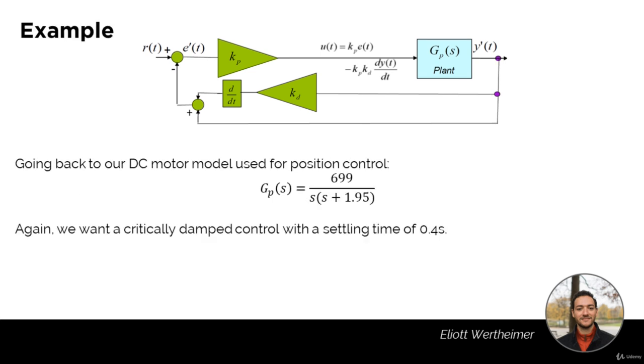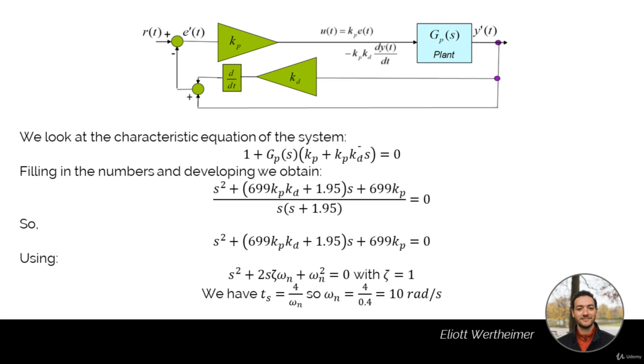Let's go back to our DC motor model that we used in the previous lecture. Again, we have the plant function Gp(s) equals 699 divided by s multiplied by s plus 1.95. We want a critically damped control with a settling time of 0.4 seconds. The first thing we want to do is look at the characteristic equation of our system. As usual, we can extract it from the transfer function of the system by equating the denominator to 0.